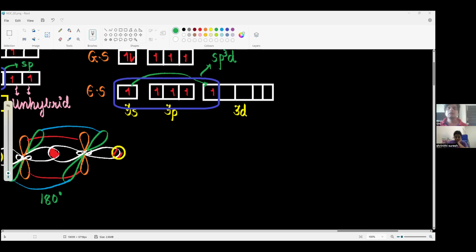So now what I was telling you is that the geometry of sp3d hybridization is trigonal bipyramidal. Okay, it is trigonal bipyramidal. So how are we going to draw this trigonal bipyramidal shape? The first orbital, there will be three orbitals. In fact, there will be three orbitals.